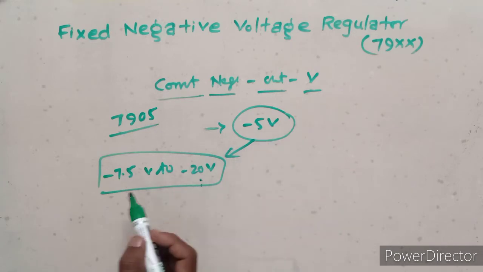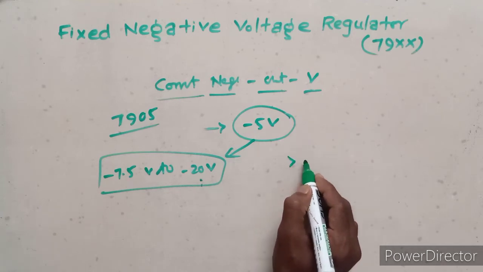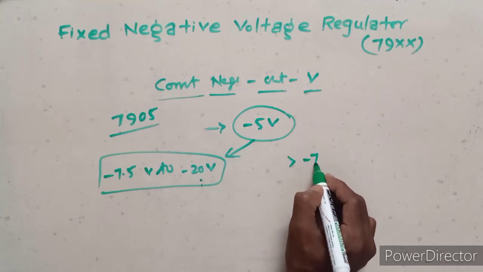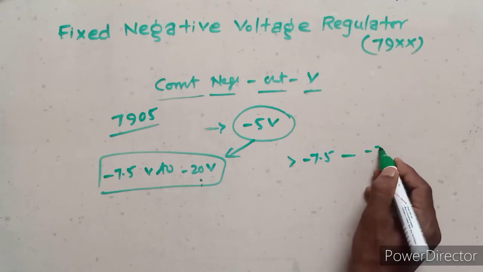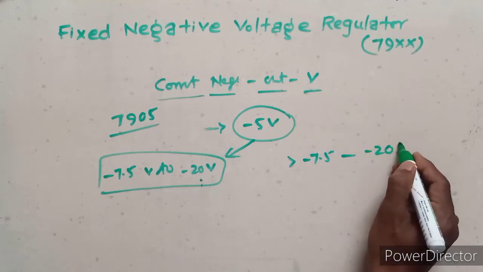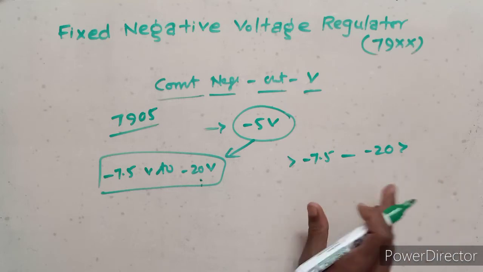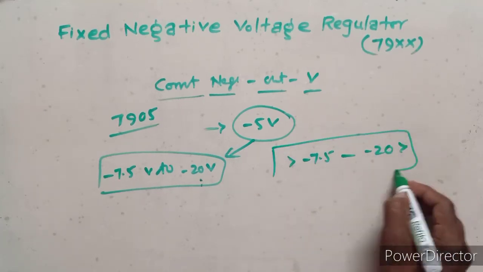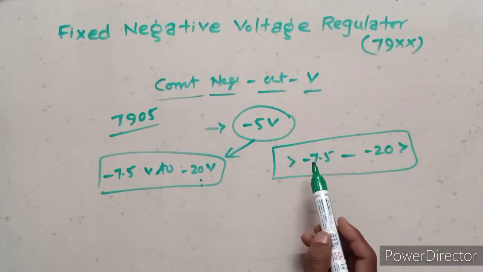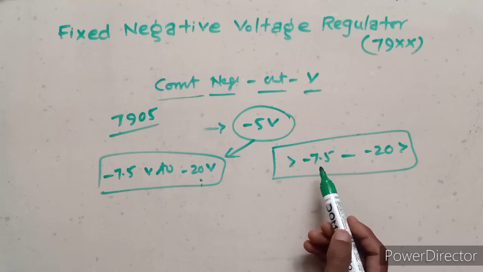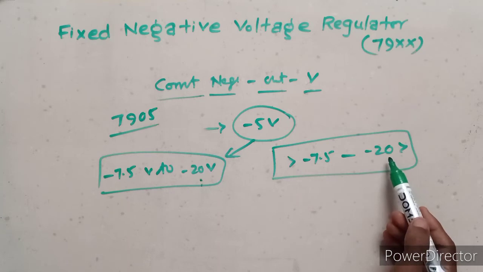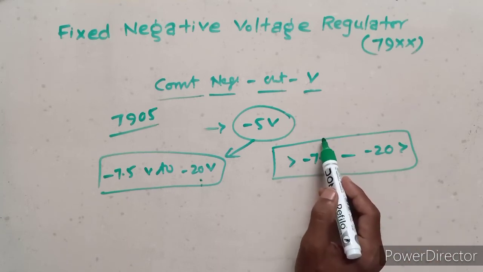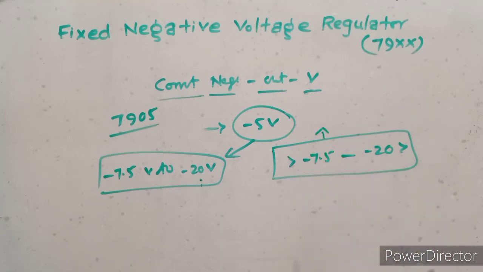But if the input voltage is greater than minus 7.5 volts or less than minus 20 volts, then the constant voltage is not produced.